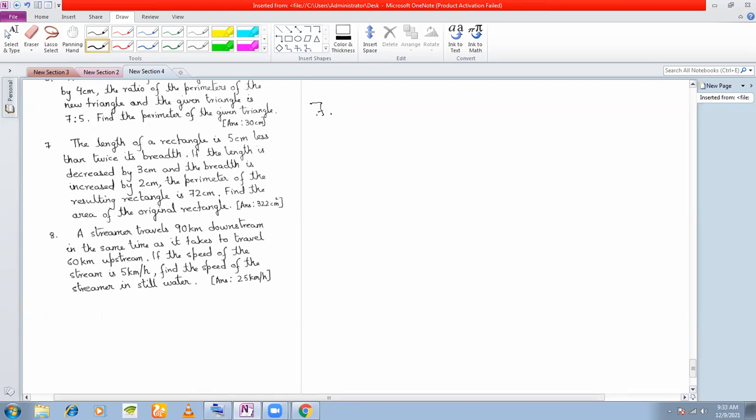Next, if you read the next statement, it says if the length is decreased by 3 centimeters and the breadth is increased by 2 centimeters, the perimeter of the resulting rectangle is 72 centimeters. Find the area of the original rectangle, of the first rectangle. So you have the original rectangle and the new rectangle.